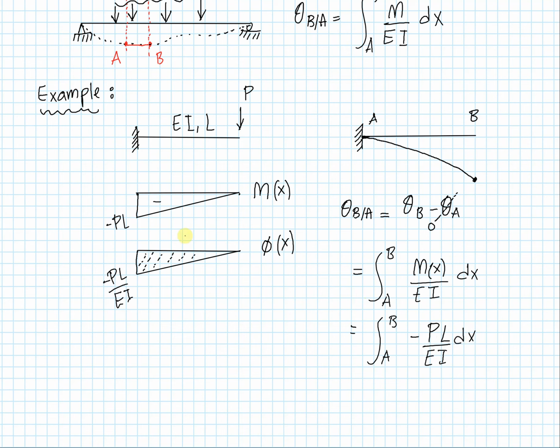This length is L. We just calculate the area of the triangle, and we should end up with minus 1/2 PL squared divided by EI. And that's really it. We have found the slope at the very tip of our cantilever due to a point load being applied at the free end.